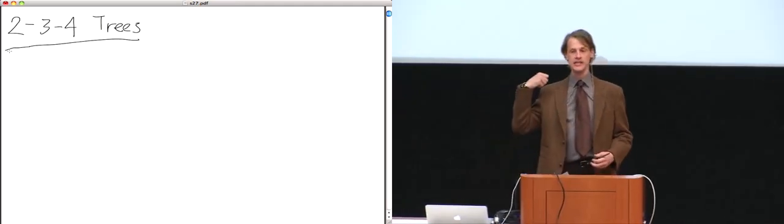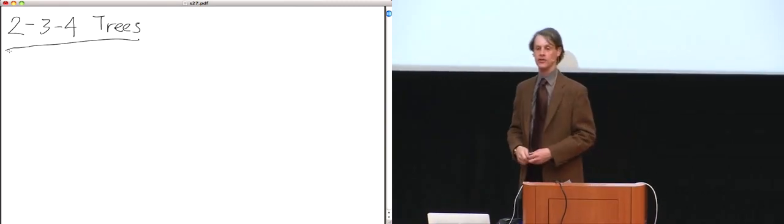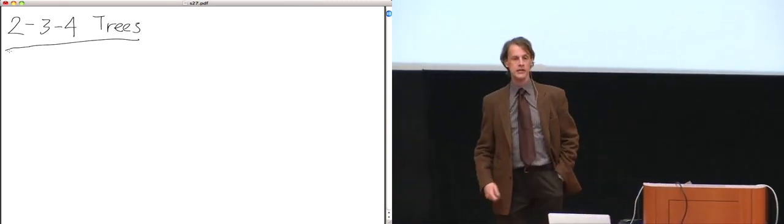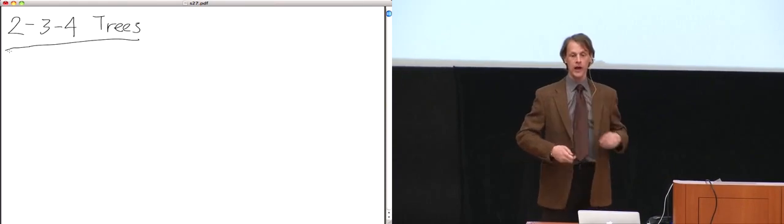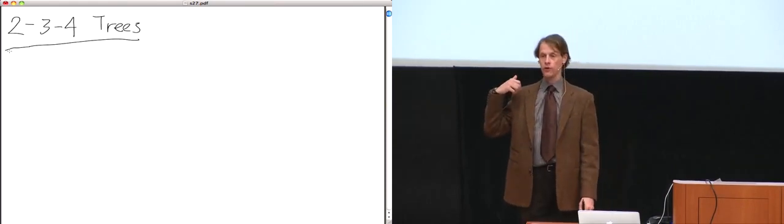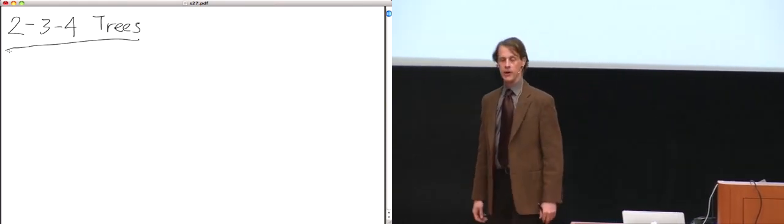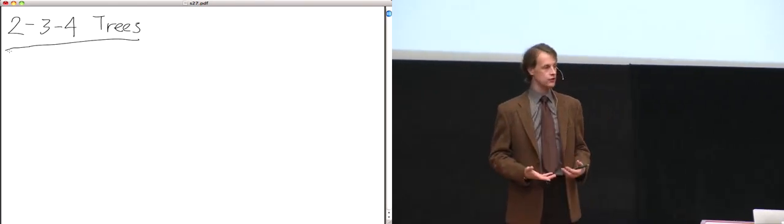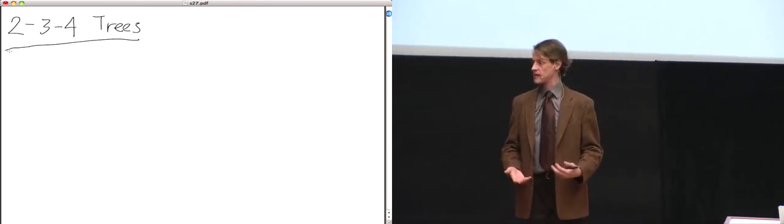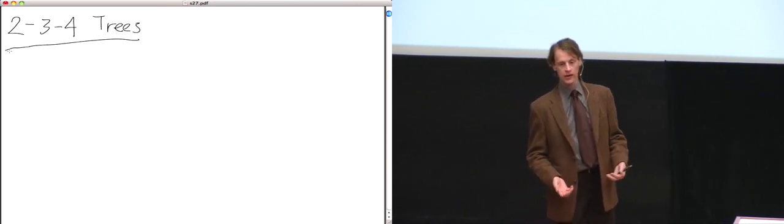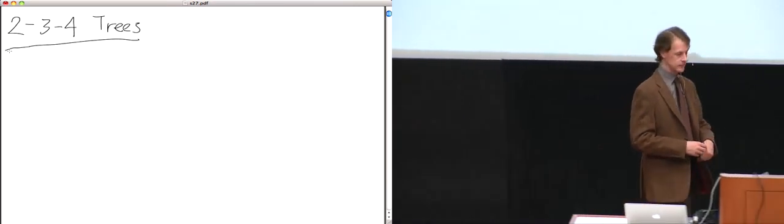And so today I'm going to teach a second data structure that also allows you to implement an ordered dictionary. This is called a 2-3-4 tree, and the interesting thing about 2-3-4 trees is that they're a tree that always stays balanced whenever you insert things into it, whenever you remove things from it.